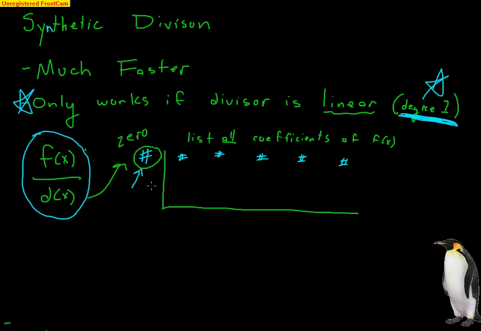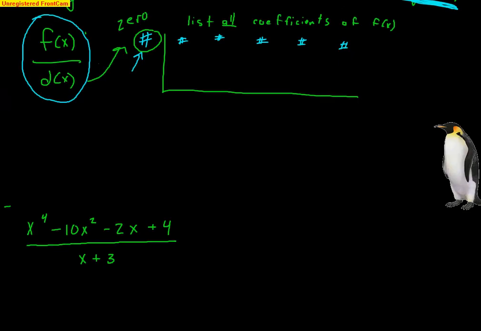Then, from there, synthetic division is all about multiplication and adding. Multiplication and adding. So we're going to show you how to do that once we look at some examples. It's actually really hard to describe in terms of a formula. You just have to see some examples and follow it.